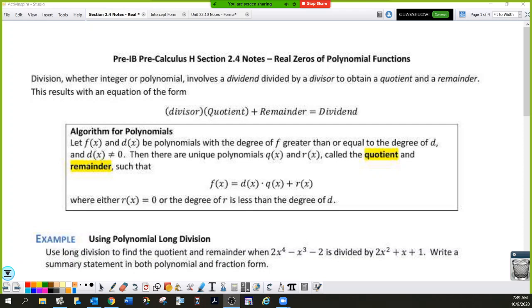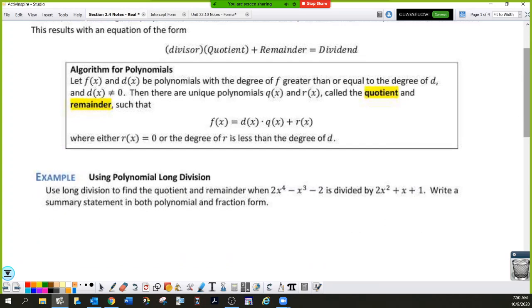Okay, so division, whether of numbers or polynomials, involves a dividend divided by a divisor, that's the academic vocabulary for you, to obtain a quotient and a remainder. This results in this kind of equation: divisor times quotient plus remainder equals dividend. The good news is I am not going to quiz you on that stuff. You will not be assessed on that kind of verbiage. But you will be assessed on your ability to produce these things. I'm just not going to ask, what's the dividend? What's the quotient?